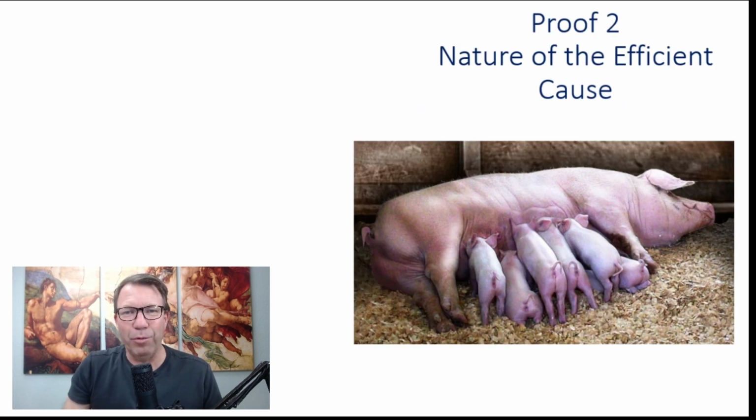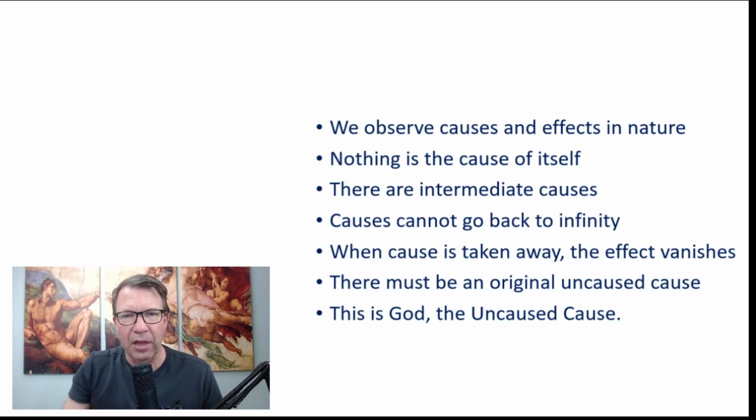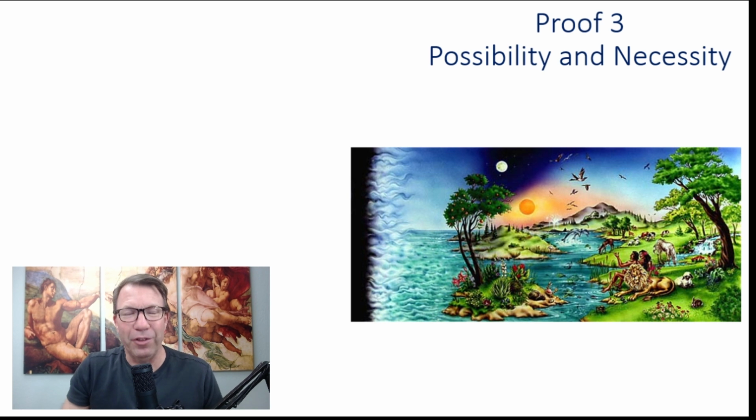The next one is proof based on efficient cause. It's very similar to the first proof, and in this case we look at cause and effect rather than movement. These little piglets were caused by mommy pig and daddy pig. They were caused by their parents, and they were caused by their parents, and such is the case for every cause. But again, we can't go back until infinity and just keep going back and back and back. So at some point, St. Thomas argues, there had to have been an original uncaused cause, and he says that this uncaused cause we know to be God.